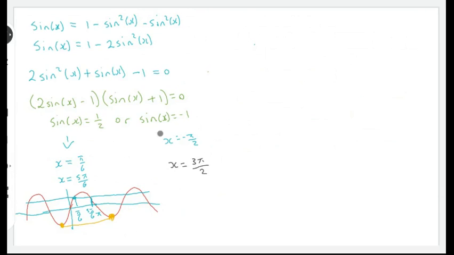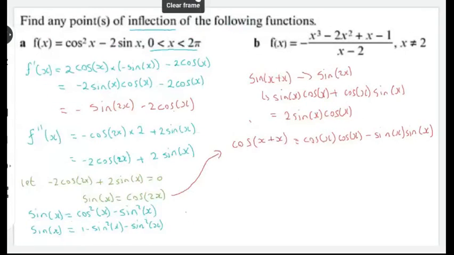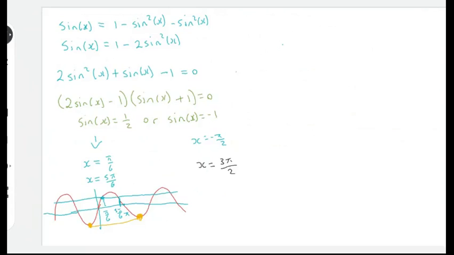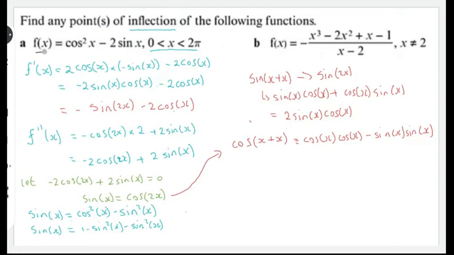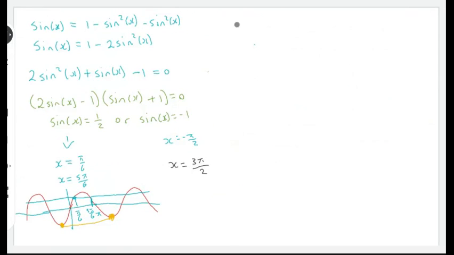So we've got 4 different solutions there, but they're asking us for the points of inflection, i.e. a coordinate. So in particular, we've got to substitute these x values back into our f of x, which then gives us our y coordinate. So let me just write f of x over here.